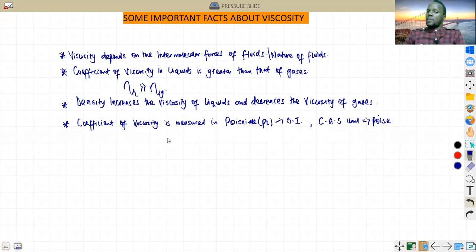unit is poise. Keep it in mind that one Poiseuille, 1 PL, is equal to 10 poise. Just like the way you convert 100 centimeters to 1 meter. That means if the unit is given in CGS unit, which is poise, you convert it back to Poiseuille. And Poiseuille is denoted by PL. This is what we need to keep in mind about some parts of viscosity. Let's quickly move to the next slide in continuation of what we have.